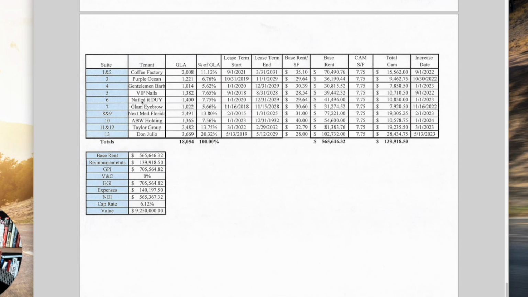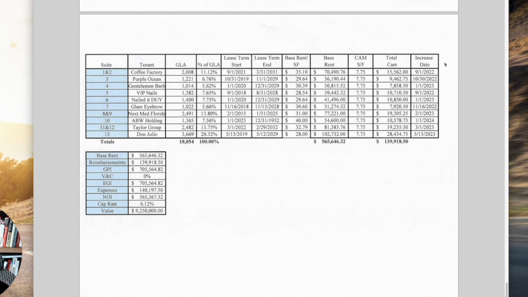But everything else, VIP Nails, Nailed It, Gentleman Barber, Purple Ocean Coffee Factory, that tells you what business is there, and you can actually find them on Google or Yelp. But ABW Holding, that sounds like an LLC, not a DBA. So that's tough. I'd want to change that. Square footage, GLA is gross leasable area. Percentage, which is that prorated share we talked about, lease start, lease end, price per square foot, base rate CAM, total CAM, increase date. Everything else is there. You see how everything is here.